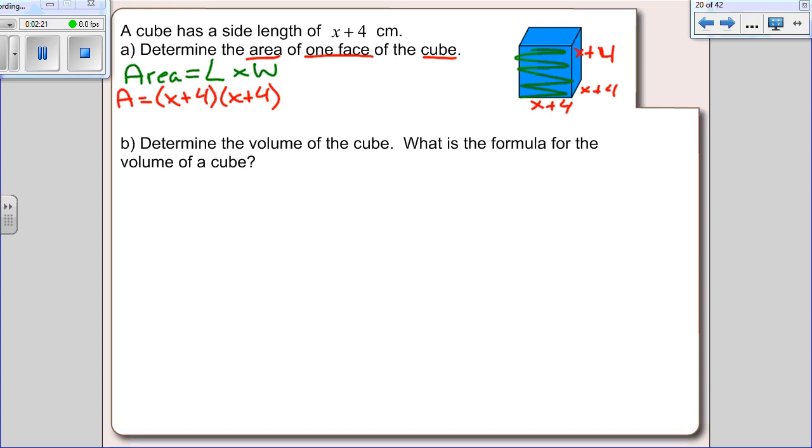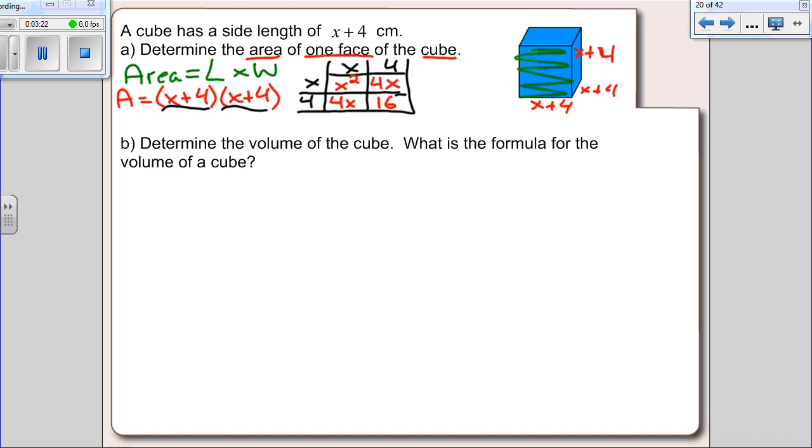If you really prefer something else, like if you prefer FOIL or if you prefer distribution, then you could do that as well. Just a reminder of how an area diagram looks. You take the first binomial, you write it across the top. And it's like you're creating a little chart. You then take the second one and you write it down the side. And what you've done is you've created this little grid. And you have to fill out the inside of that grid by multiplying the row and the column heads. So if I had an x times an x, that would create x squared. If I had an x times a 4, that would create 4x. If I had a 4 times an x, that would create another 4x. And the last one would be 4 times 4 is 16.